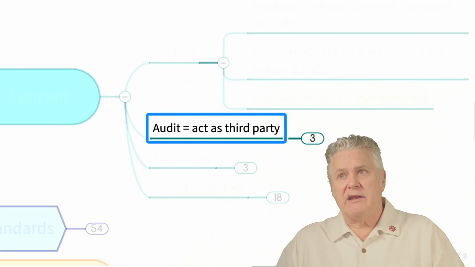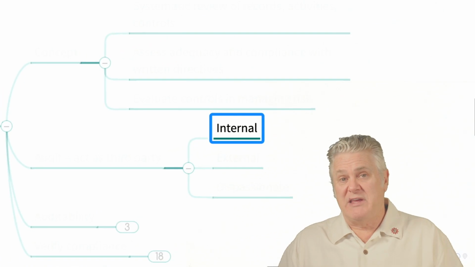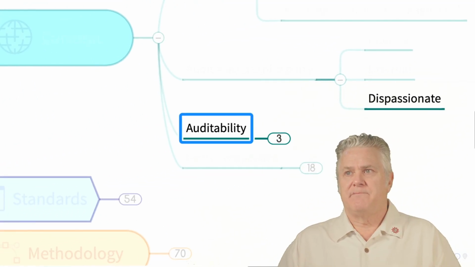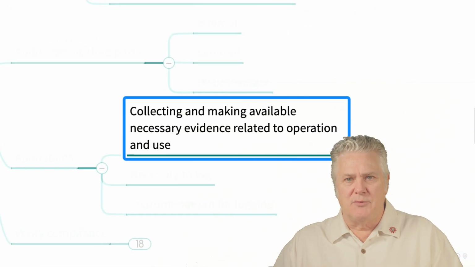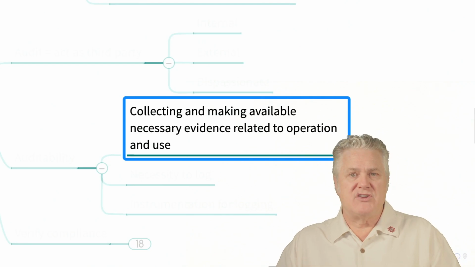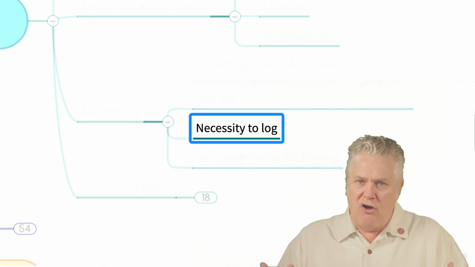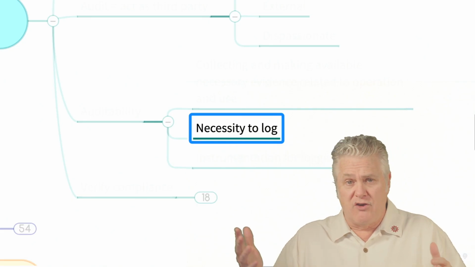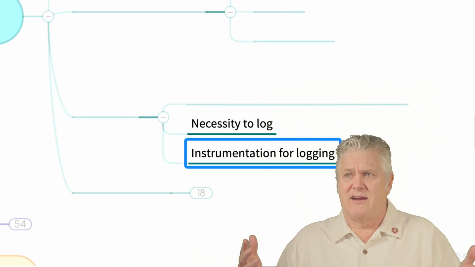If we look at audit, really think of it as the act of a third party. This could be internally, externally, but it has to be dispassionate. When we talk about auditability, we're collecting and making available necessary evidence related to the operation and use. That means that we're probably going to reach into logs, so it's necessary that we have logs and they continue before the auditor gets there, they continue after the auditor gets there, and they started before they got there.